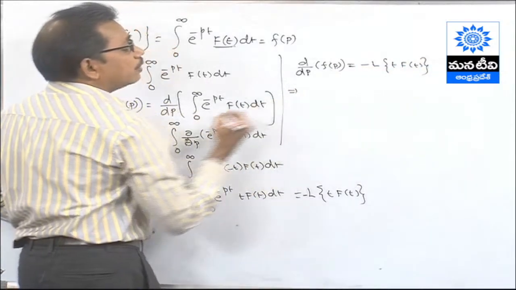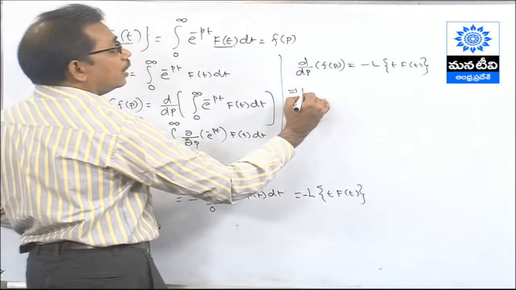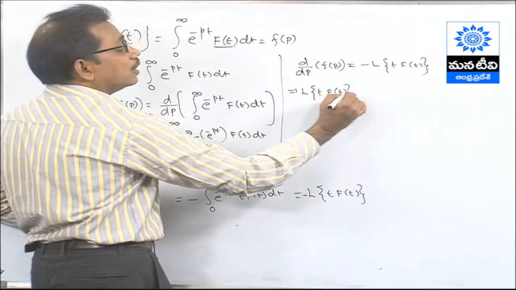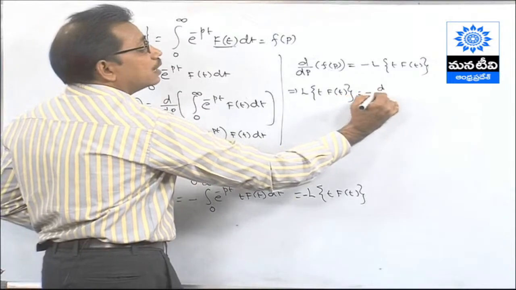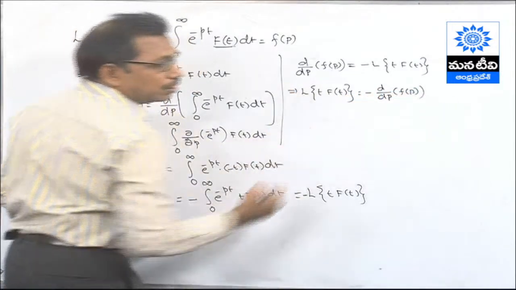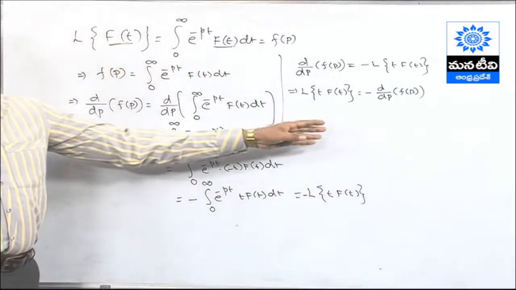If we adjust this a little, Laplace transform of t into f of t is equal to minus d by dp of f of p. So this is the theorem of multiplication by t.